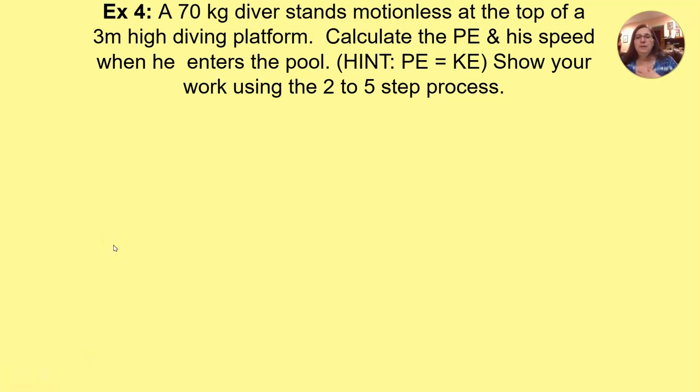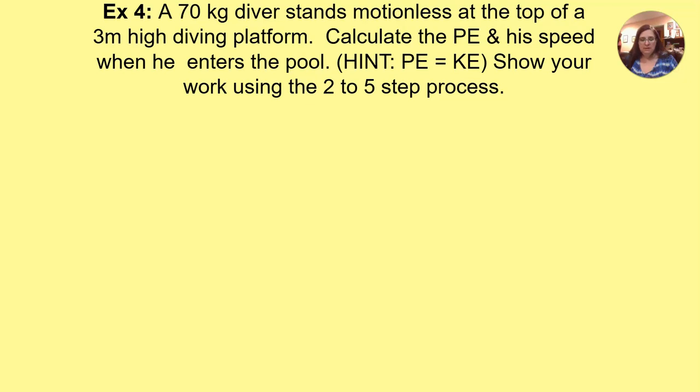All right, so now we have this diver standing on the top of the platform. We know the mass of the diver, we know the height of the platform. First question is to calculate the potential energy. So we're going to take 70 kilograms, multiply it by 3, multiply it by 9.8. That's going to give you the potential energy. Now, the kinetic energy has to equal the potential energy because we don't have friction, which means whatever we get from 70 times 3 times 9.8 is going to be our kinetic energy for the fall that the diver moves through.